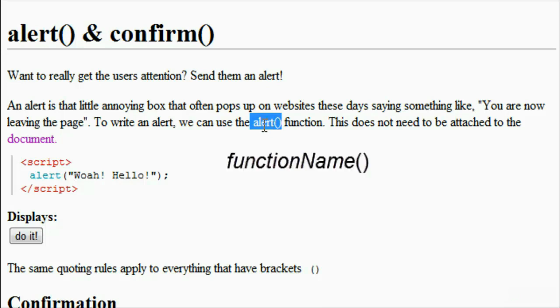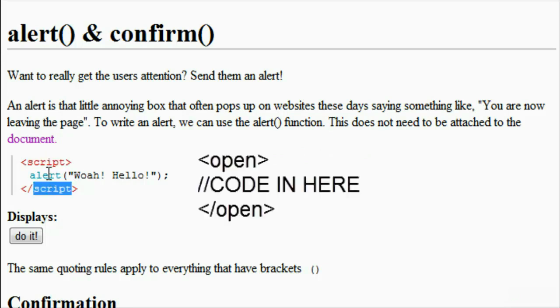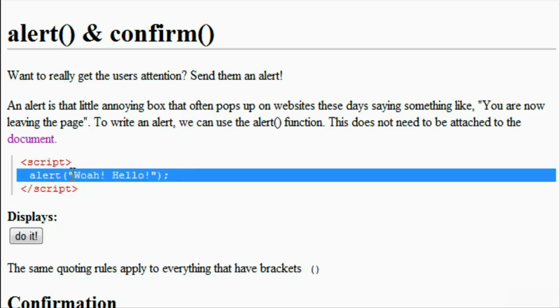It's typically a word followed by an opening and a closing bracket at the end of it. There can be stuff inside the brackets, those are called parameters, and we'll touch on this a little bit later. And this does not need to be attached to the document. We have an open tag, a close tag for a script so that we can put our JavaScript inside of it. And then we wrote alert, whoa, hello.